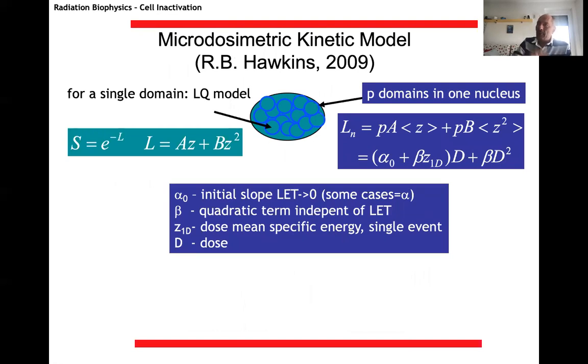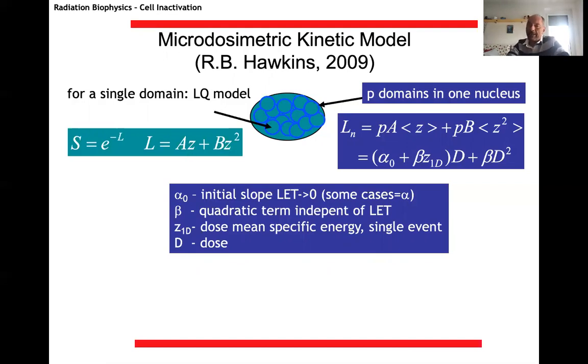If you use microdosimetry, how can you describe the RBE? Well, again, you can use the general Kellerer-Rossi approach, where the lethal events are given by AZ plus BZ squared, where now Z is the local dose. This is the point.